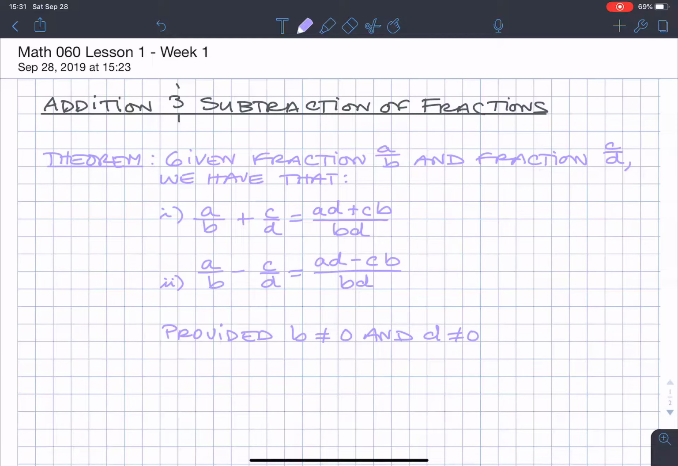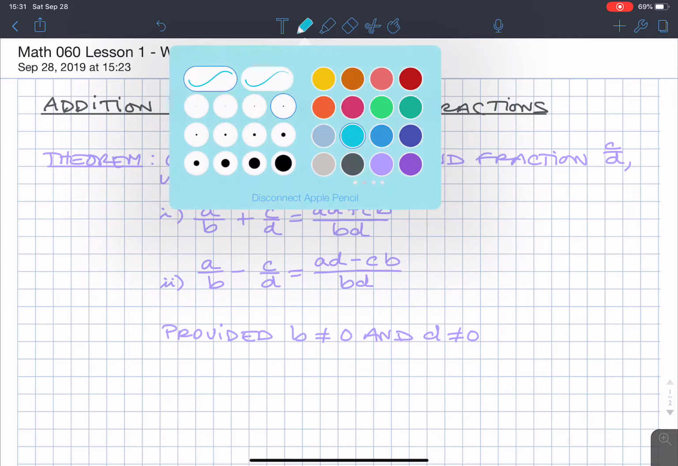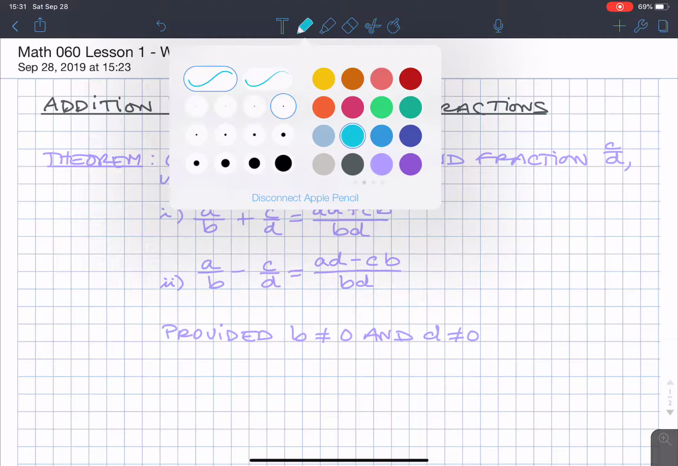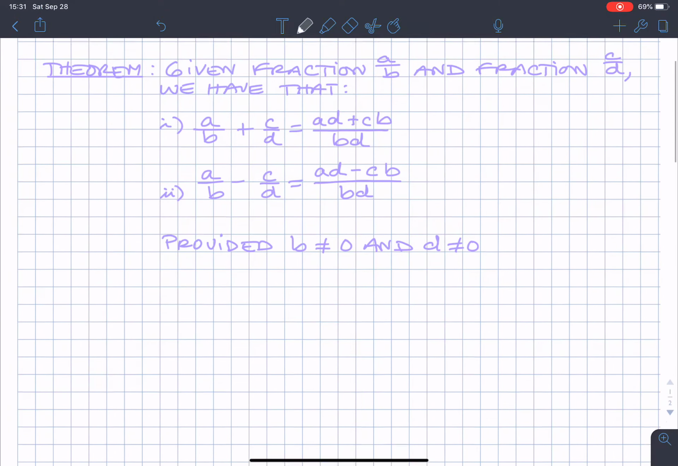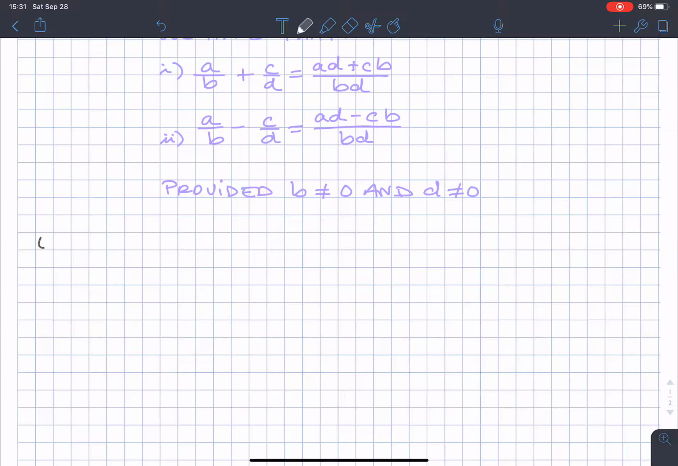Okay, so this is a lot of numbers in the form of variables, so we don't want to see this. So let's see by example if it'll make more sense. So given, let's do 3 over 4 and maybe 2 over 5. Evaluate the following.